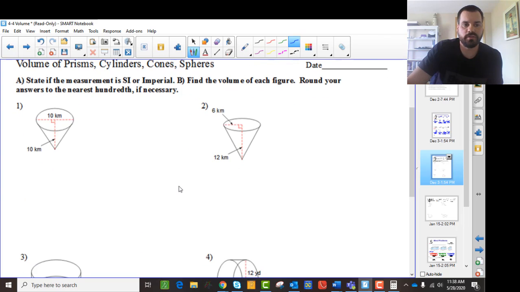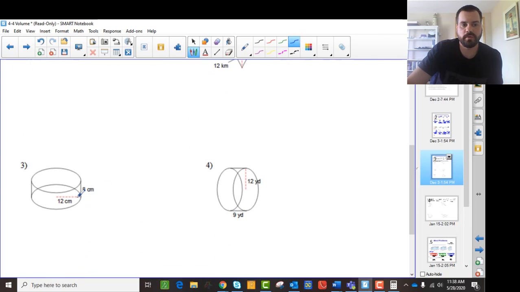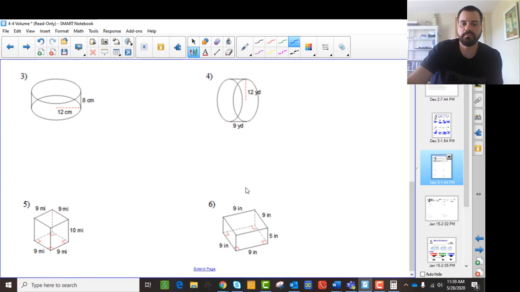So there's question 1 and 2, both cones. Okay, these are both cylinders. They're just sideways. This one is. Okay, so it looks a little bit different, but it's still a cylinder. The height is 9, though, and the radius is 12. So just be careful with that one. And then these are 2 rectangular prisms.